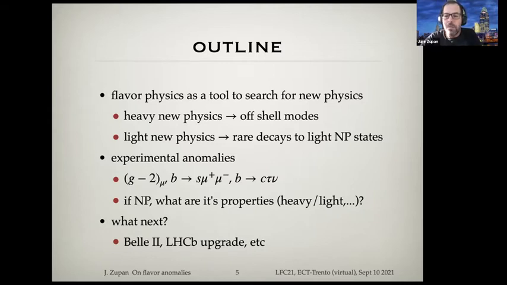Then the big chunk of this talk will be covering the experimental anomalies. I'll cover the g-2 of the muon, the b to s mu mu observables, and then the b to c tau nu. In each of those, I try to address what kind of new physics this could be if these discrepancies turn out to be really significant. And then finally, at the end of the talk, we'll look at what comes next.